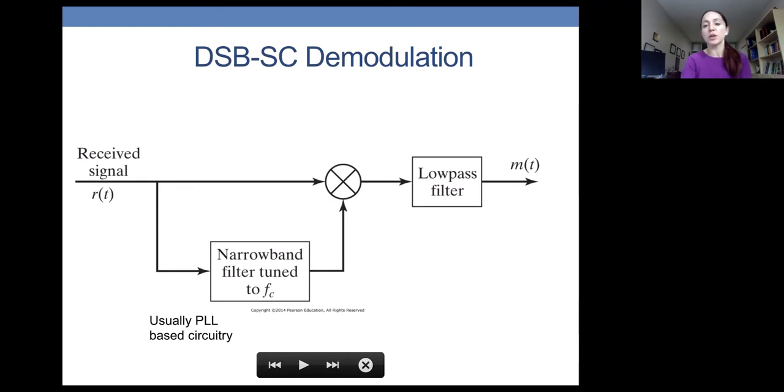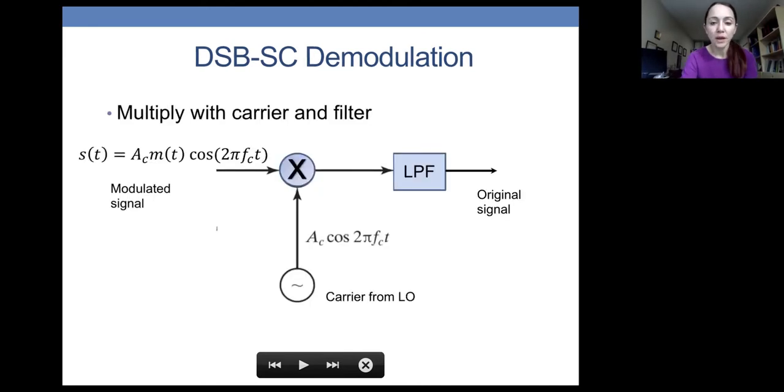Now, of course, this assumes a lot of idealized things, like the received signal is exactly the same as the transmitted signal. The PLL works perfectly, and the low pass filter has ideal gain in the message bandwidth, etc. Okay, and this is the mathematical representation of this phenomenon. This is the modulated signal. This is the carrier coming from the local oscillator. The low pass filtering provides the original signal.